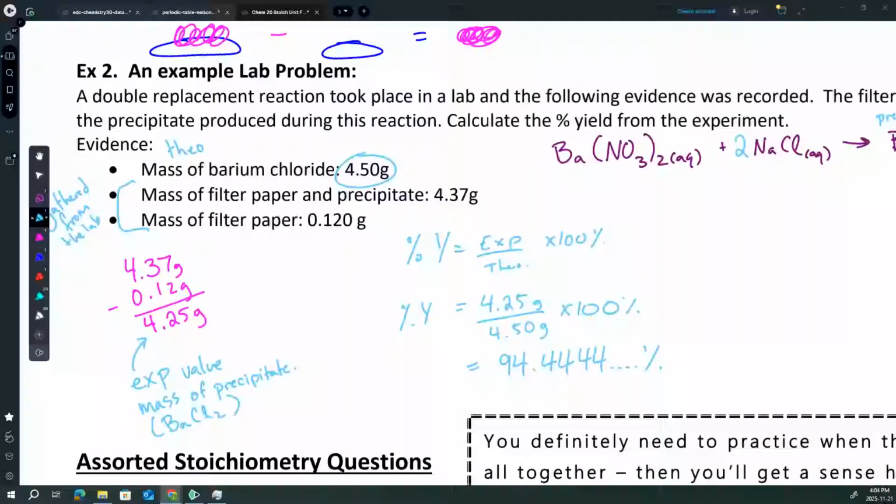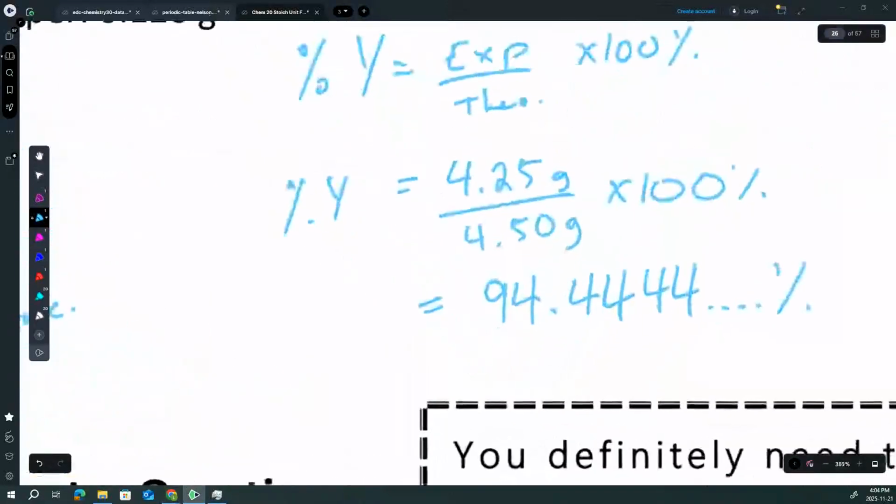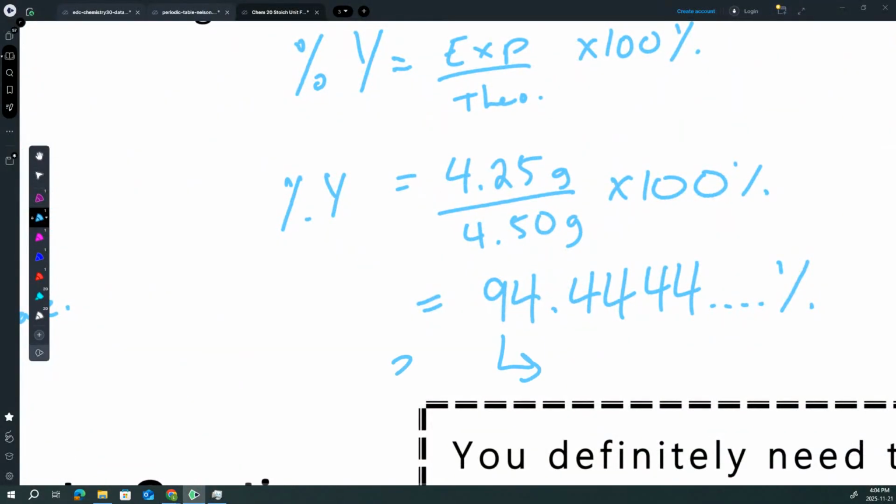Percent. Now looking at the numbers given in our question, looks like we need to have our final answer in 3 significant digits. So if I start counting from the far left-hand side, 1, 2, 3, there's my cutoff line. So my final answer is 94.4%.